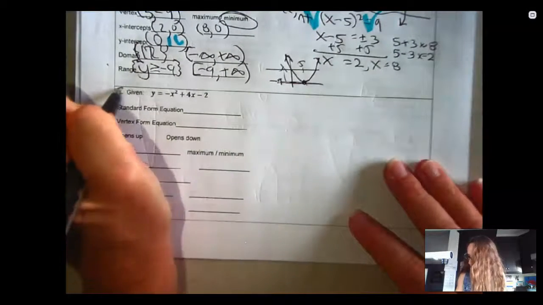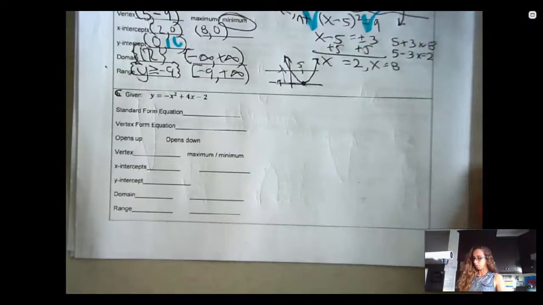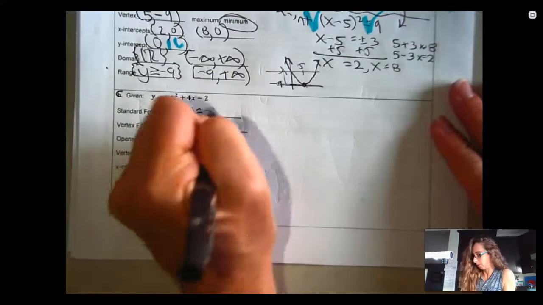Of course, the last one is the most difficult. That should be a letter C, by the way. I probably cut and pasted and then just forgot the letter. Okay? So, standard form. I love it. It is in standard form.